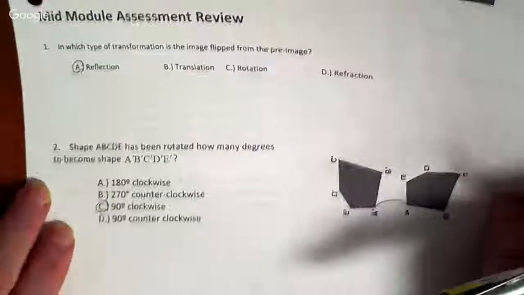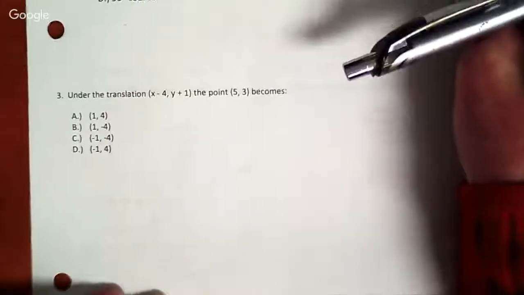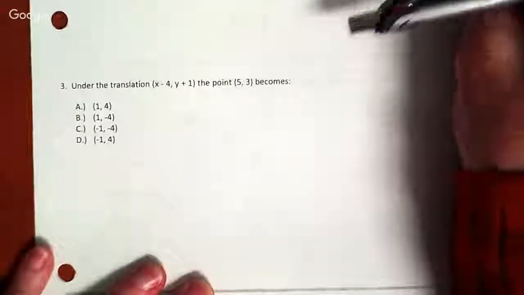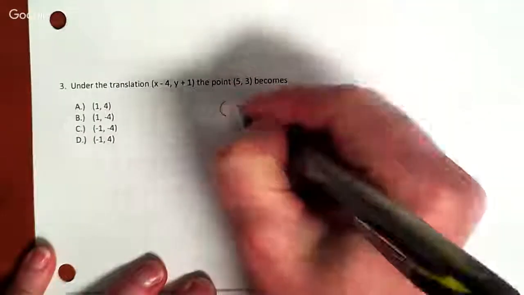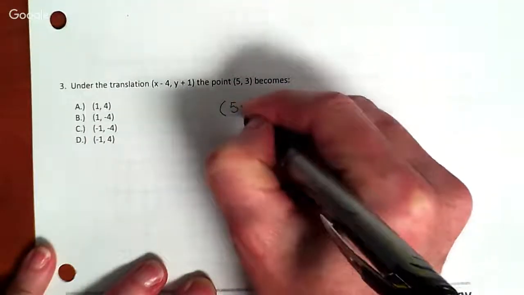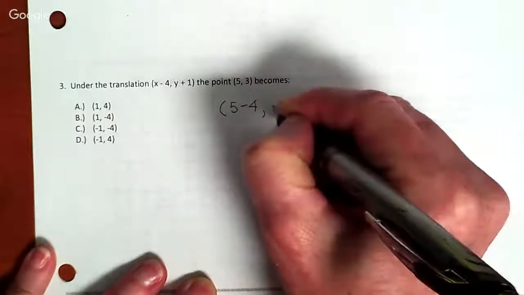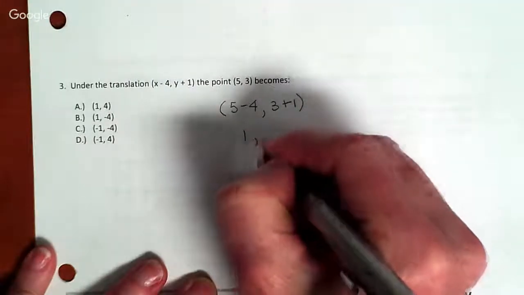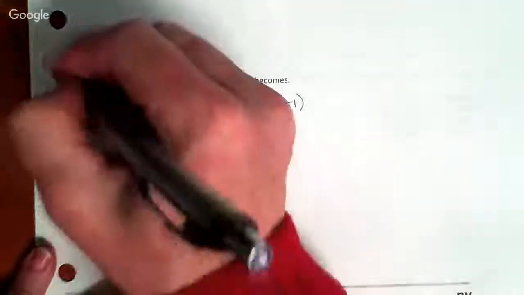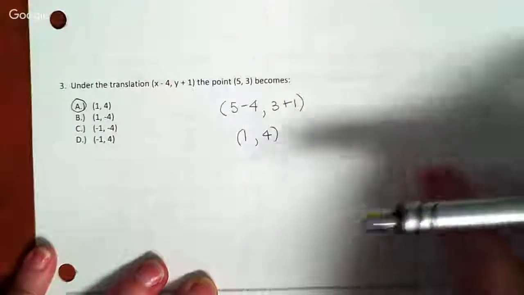It says under translation, for number 3, under translation of x minus 4 and y plus 1, the point (5,3) becomes what? It would become (1,4), because we have 5 minus 4, 3 plus 1. So that would be (1,4). So that would be A. Next.